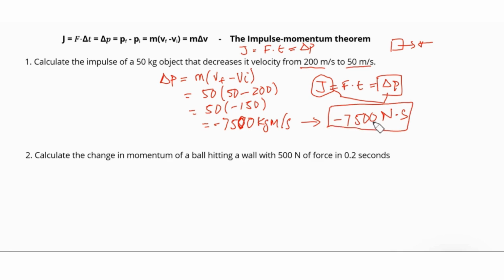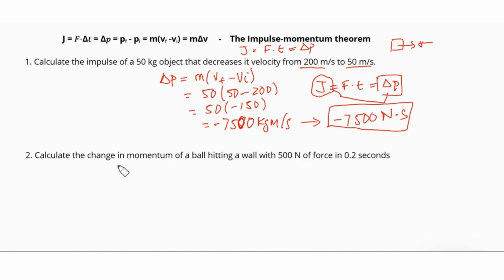Maybe I applied 7,500 newtons for 1 second. Maybe I applied 750 newtons for 10 seconds. But I do know that the total impulse was equal to this. Okay? Pretty straightforward. Next we say, calculate the change in momentum of a ball hitting a wall with 500 newtons of force with 0.2 seconds.